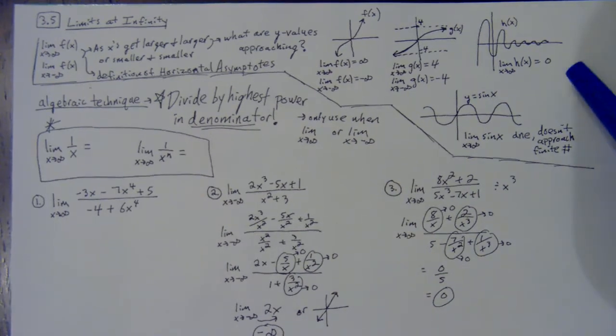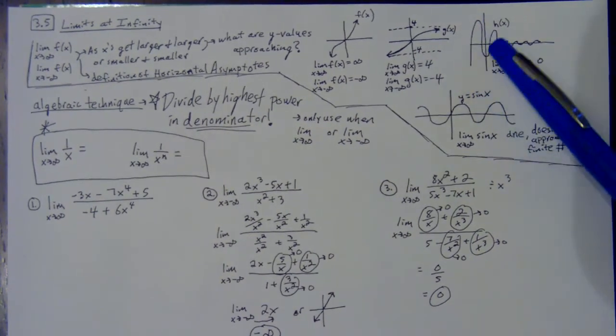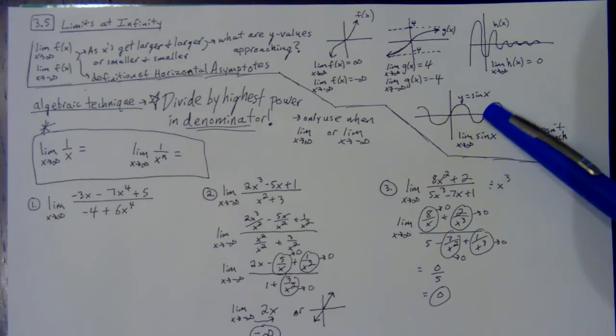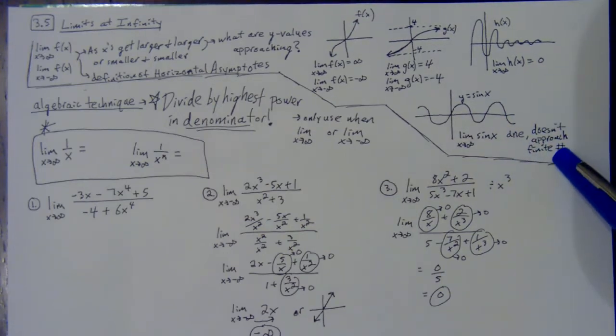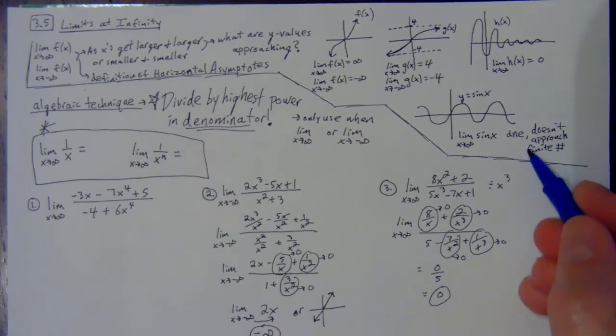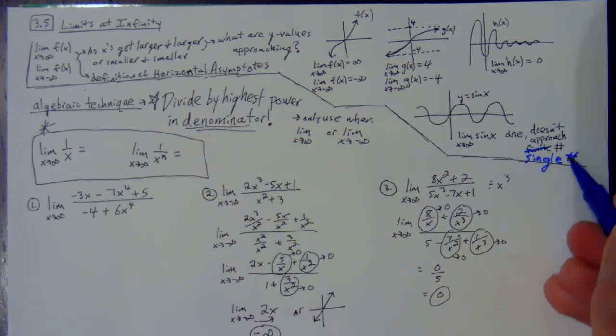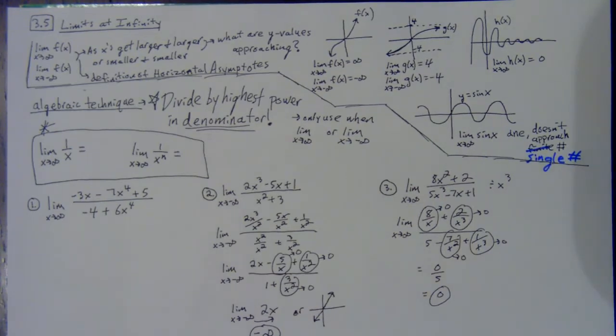And we did this earlier in the year, chapter 1, where, as I go out to the right, those y values keep getting smaller and smaller. And here as I go out to the right, it doesn't approach a single number. It just forever fluctuates in between 1 and -1, and you can't approach one single thing right there.